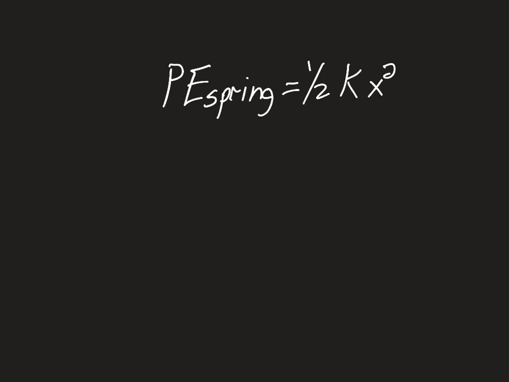Okay, so we said there was more potential energy than just gravitational potential energy. One of those is the elastic potential energy of a spring. I'm going to go ahead and give you the formula. It's just 1/2 of the K value times x squared.